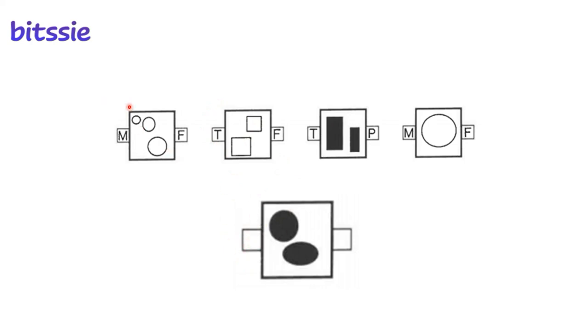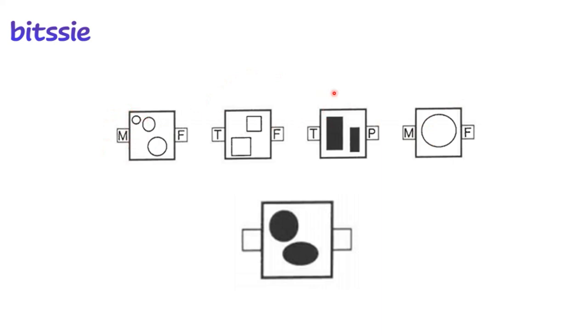So next, let's look at the number of shapes. Here we have M and we have 3 shapes. Here we have T and we have 2 shapes. So M could stand for 3 and T could stand for 2. Again, we have T and 2 shapes. But this time we have M on the left, but only 1 shape. So we can say that the left box has nothing to do with the number of shapes.